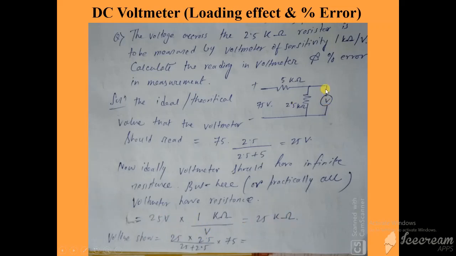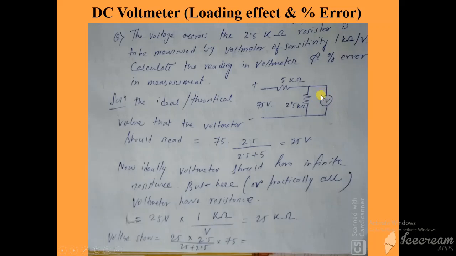So actually its input impedance, or the internal resistance of the meter, is 25 kilo ohm, right? Now what happens? The current starts flowing from here. It gets divided into two branches. One branch has this 2.5 kilo ohm, and the other branch, this voltmeter, has 25 kilo ohm of resistance. So now what is the voltmeter actually measuring?